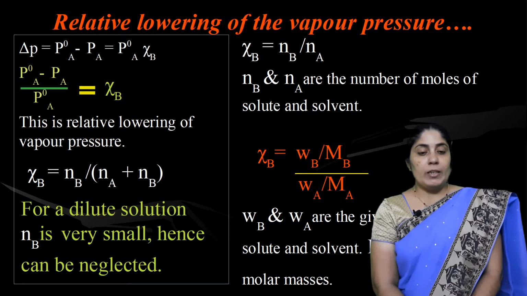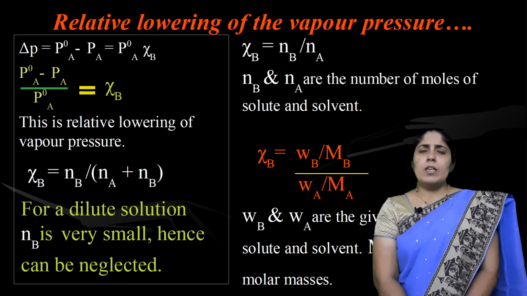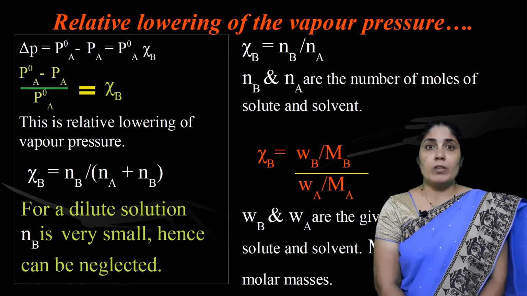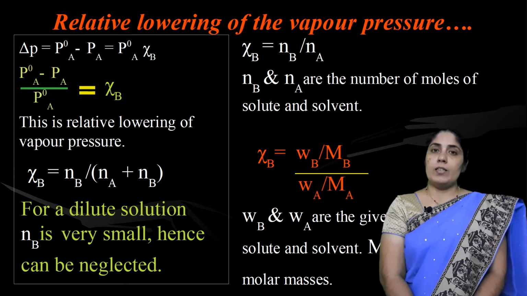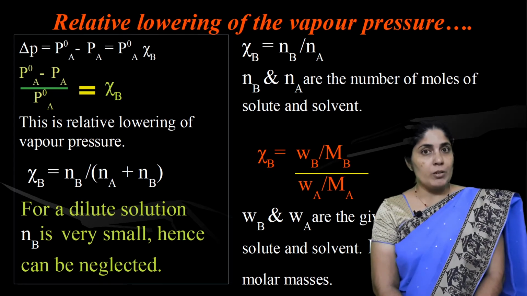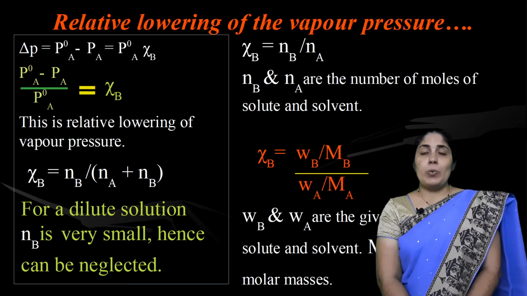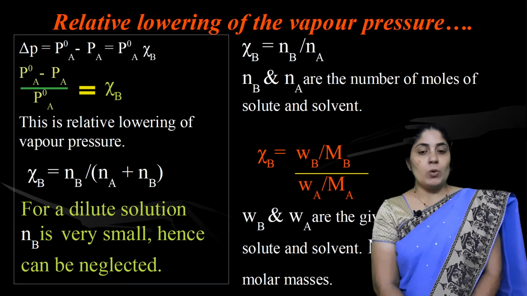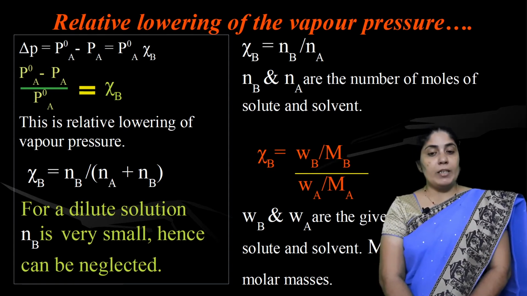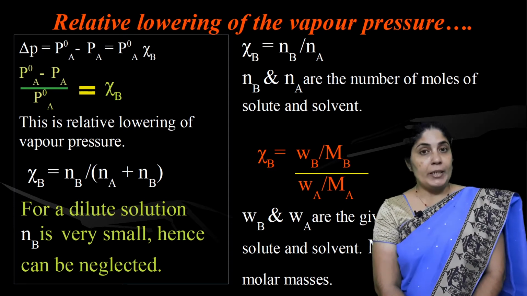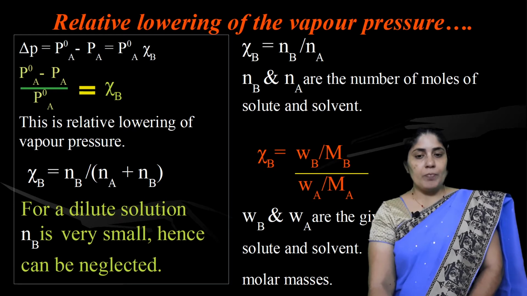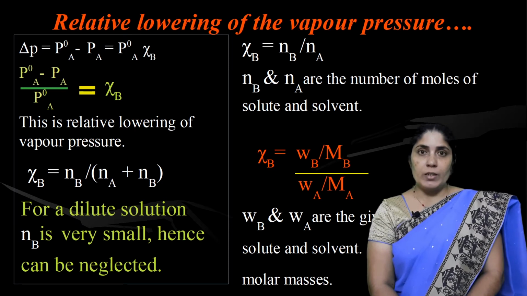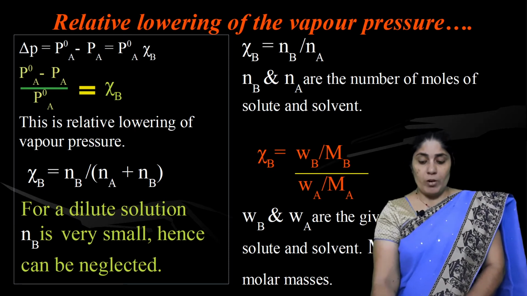On substituting, we can see here that the amount of solute which we usually add is found to be very small, and that itself causes a considerable change in the vapor pressure. So, in the equation, in the denominator, we can neglect NB. So, the equation becomes chi B is equal to NB divided by NA. NB and NA are the number of moles of the solute and the solvent. And we know how to calculate the number of moles.